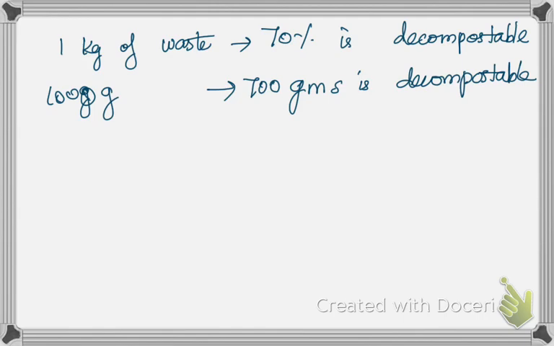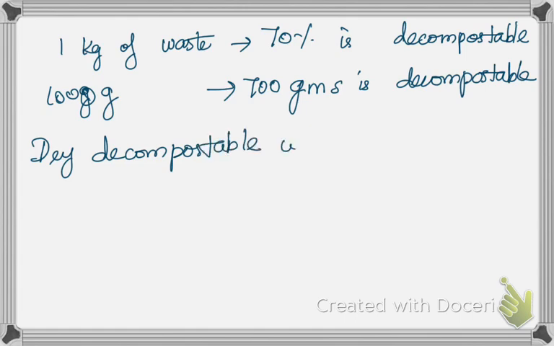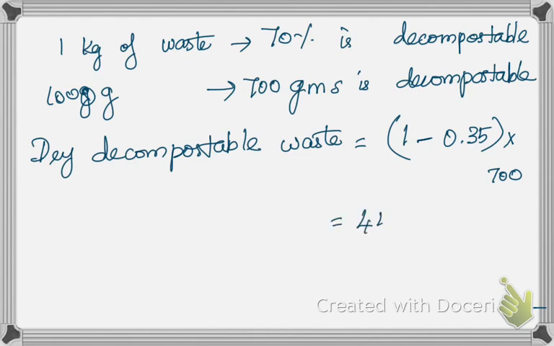And what is going to be the dry decomposable waste? It can be found out like this: in the 1 kg, 35% is taken as water content. This is what is given in the problem, 0.35. So 1 minus 0.35 into 700 gives you 455 grams. So the dry decomposable waste that is present here is going to be 455 grams.